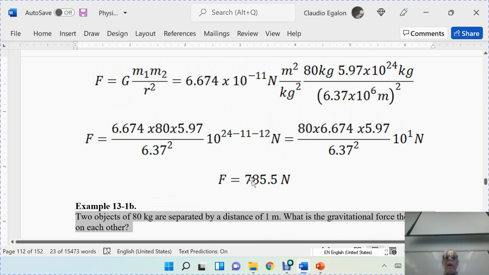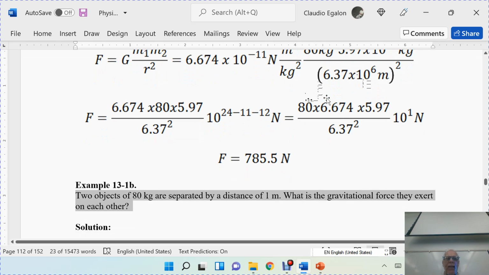Remember, we got approximately 800 newtons because the Earth is a huge mass. But what happens if we substitute the mass of the Earth by an 80 kilogram mass? Of course, we have to cut down the distance. It's going to be 1 meter only. So let's see what we get. That's what the next example is all about.